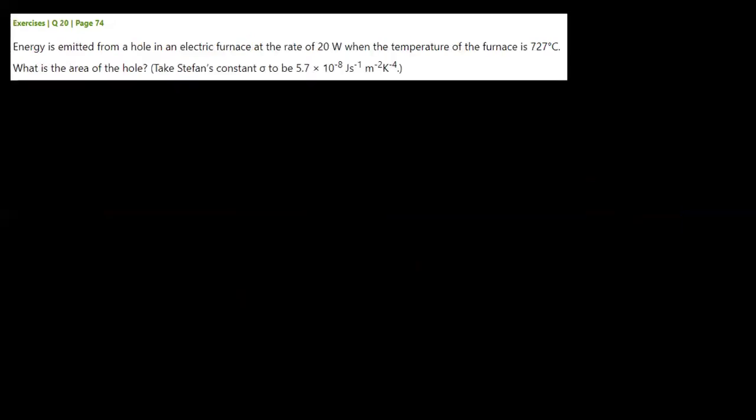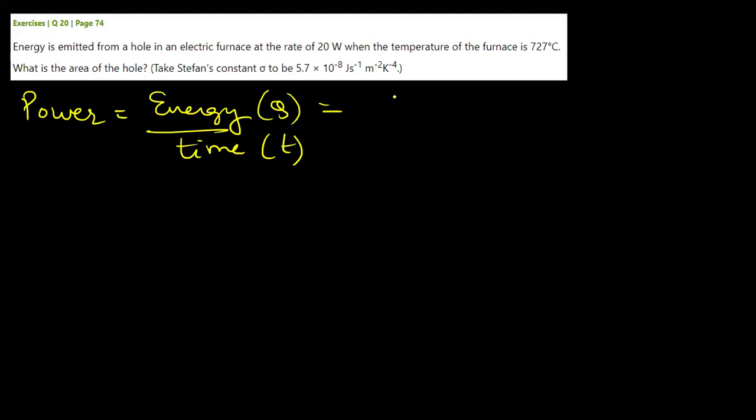Energy is emitted from a hole in an electric furnace at a rate of 20 watt. Watt, you always remember, is the unit of power, and power is energy upon time. Energy upon time means Q upon t. Energy is Q, time is t. That means the Q upon t value is given to you. That is, Q upon t is 20. They have already directly given Q upon t.